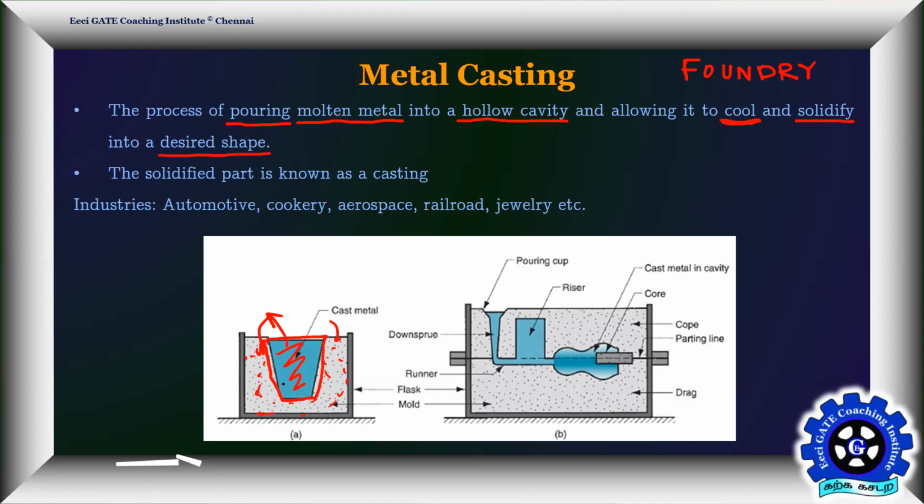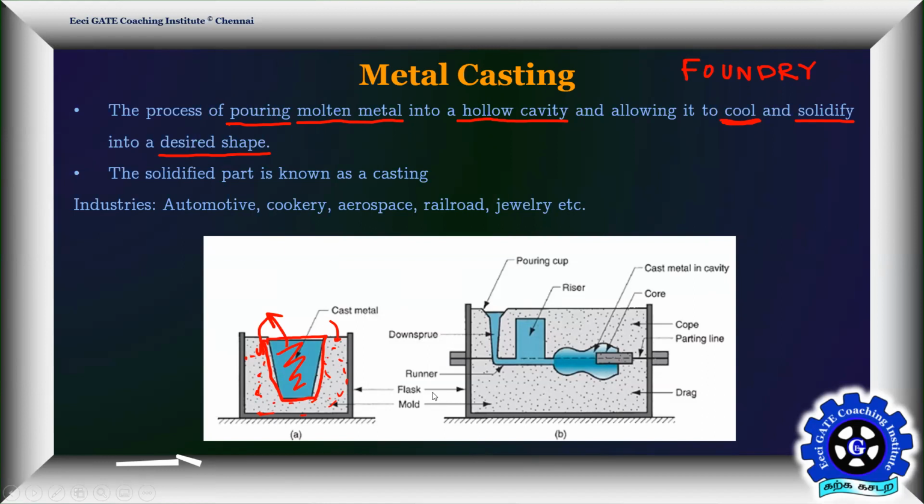And you create a cavity here. Once you create a cavity, you pour some liquid metal into it. Once you pour liquid metal into it, you allow it to solidify, and you get the casting out of it. The solidified part is known as casting, hence you get the casting out of it. So this is simply a simple casting.